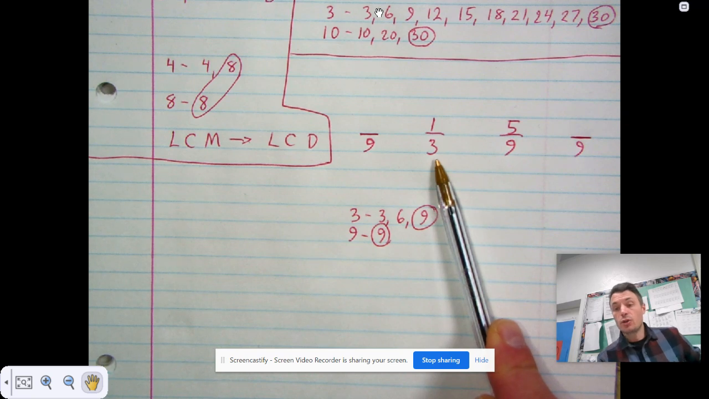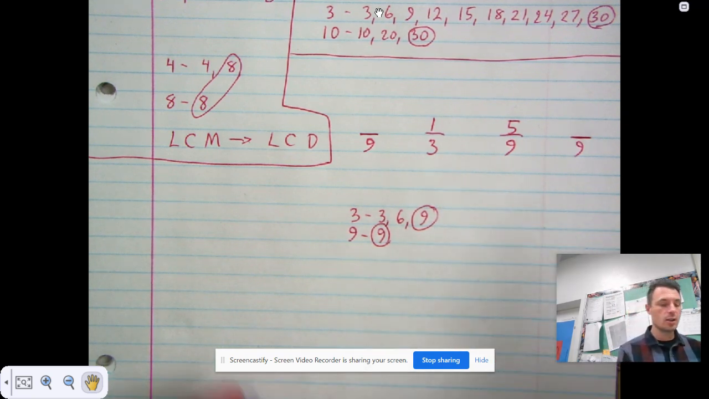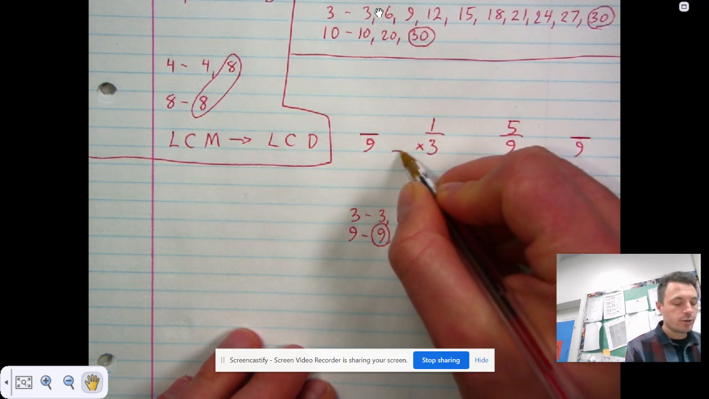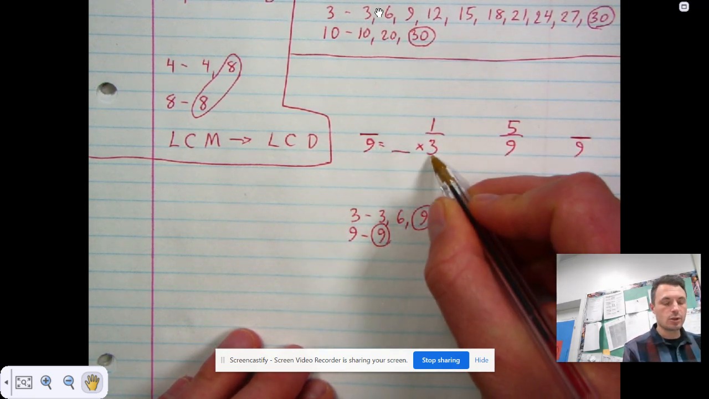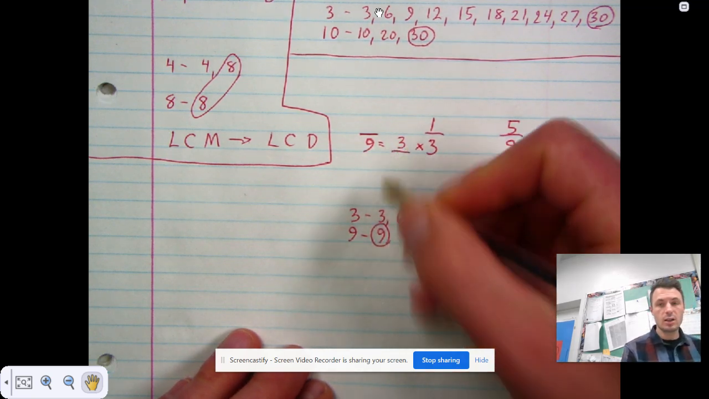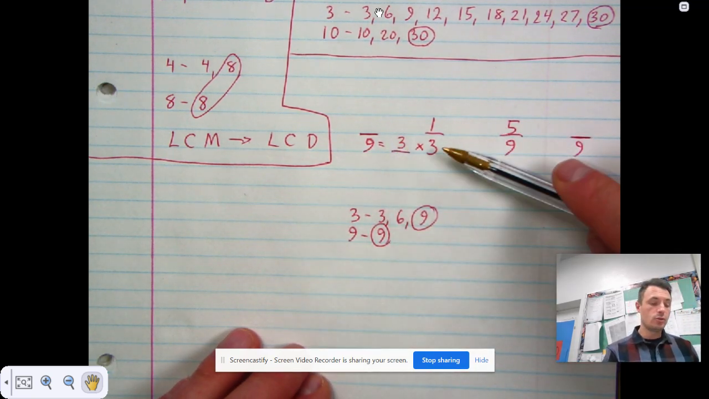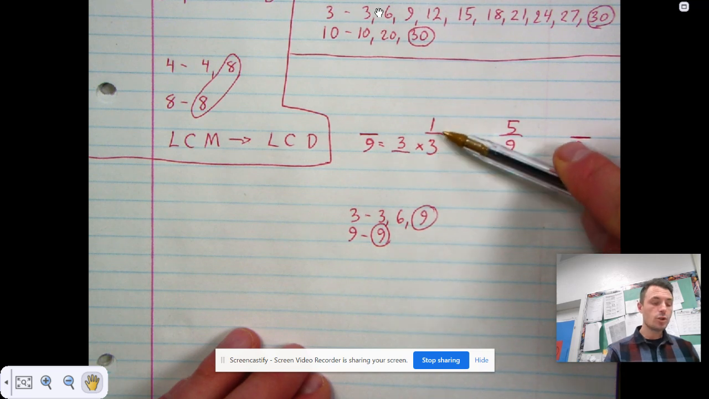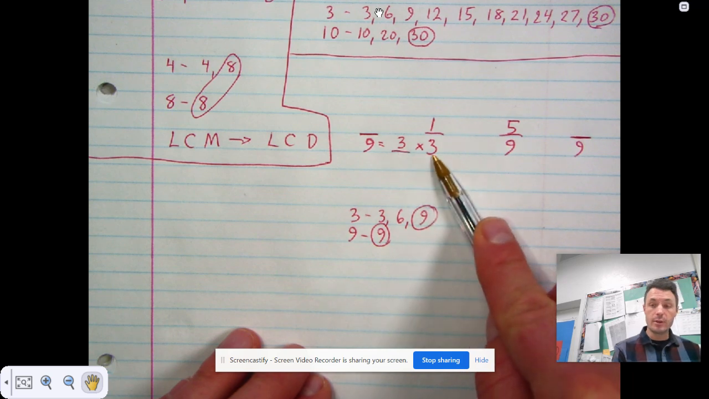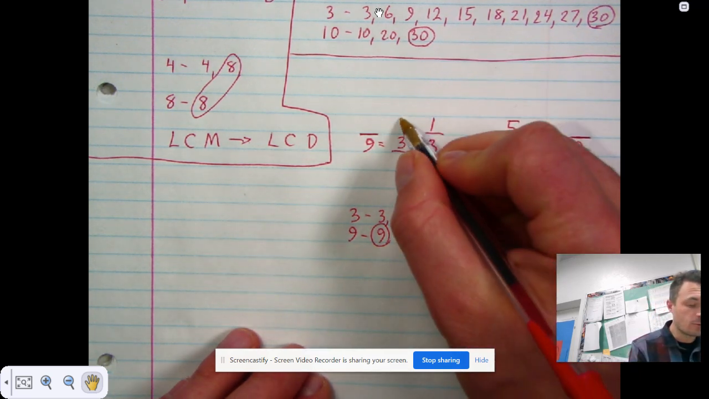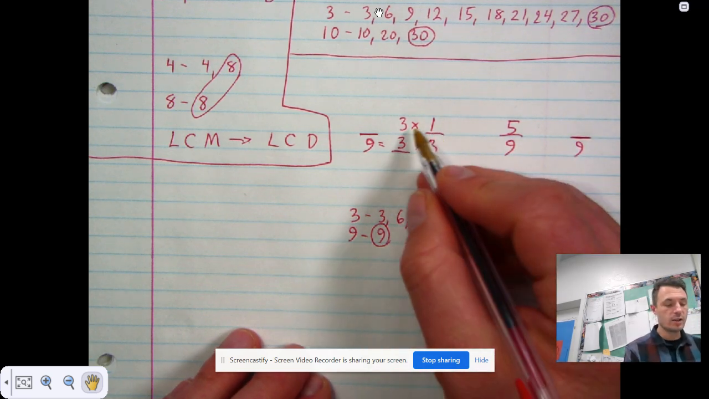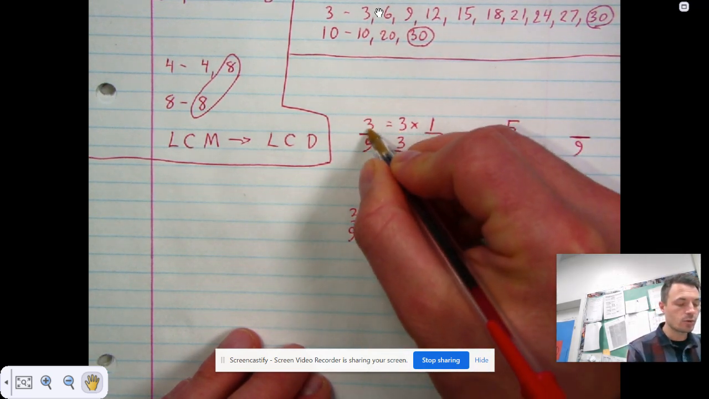And the way that we'll make sure it's equivalent to 1/3 is we'll multiply from the old denominator to the new denominator. What times 3 equals 9? 3 times 3 equals 9. And then whatever you do to the bottom, you have to do to the top. We multiplied 3 by the denominator, so now we have to multiply 3 by the numerator. And 1 times 3 equals 3.